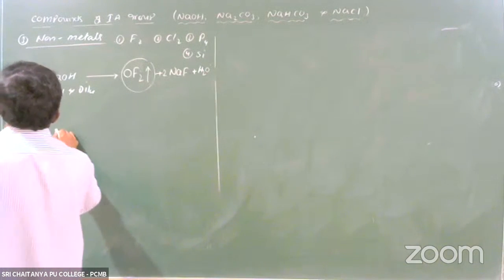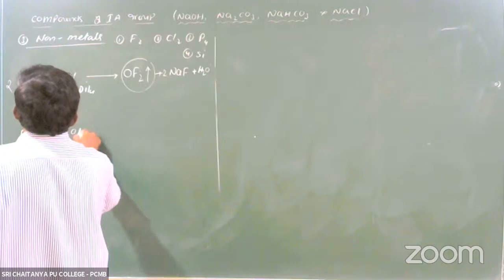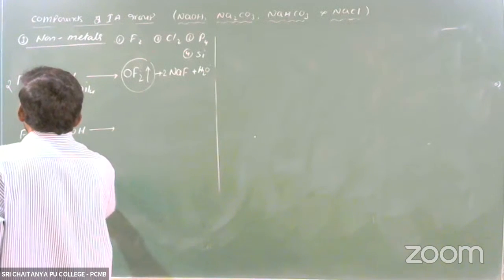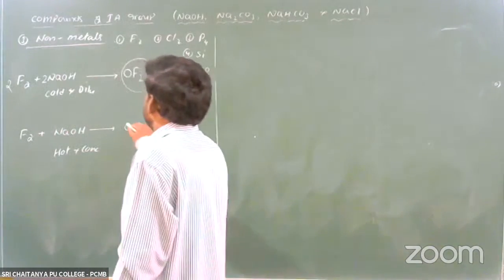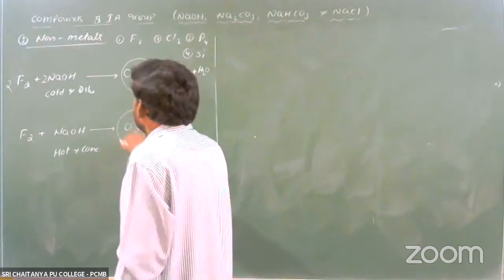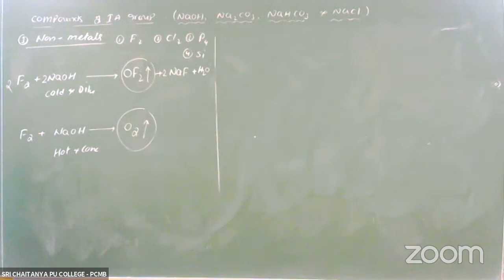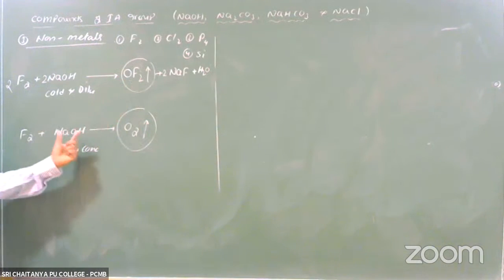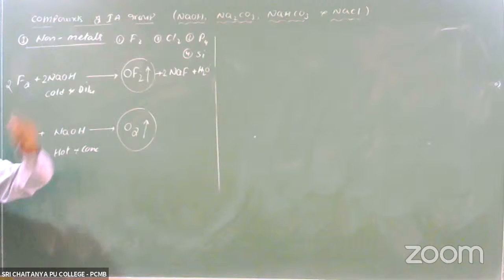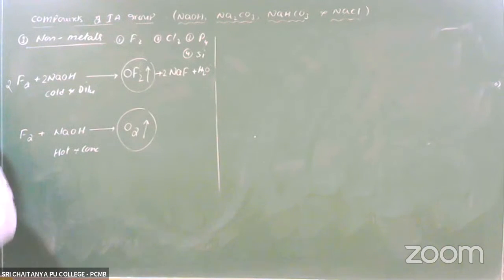Then the same fluorine gas is passed through hot and concentrated sodium hydroxide. The gas liberated is oxygen. It liberates oxygen gas. So it is important. With the dilute sodium hydroxide, it liberates OF2 gas. With hot and concentrated sodium hydroxide, it liberates oxygen gas.